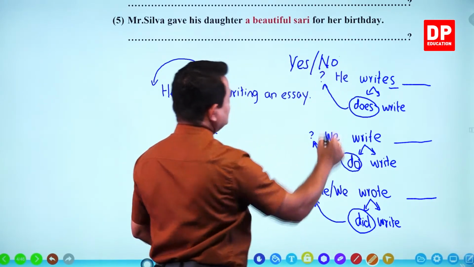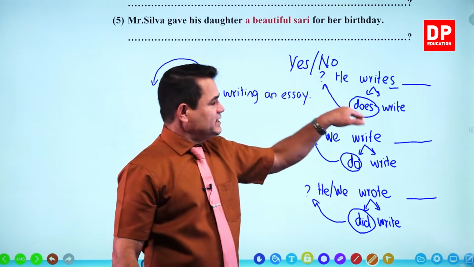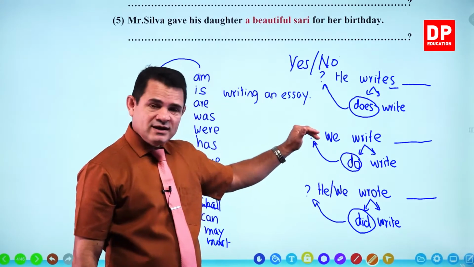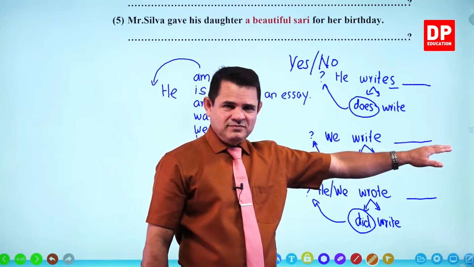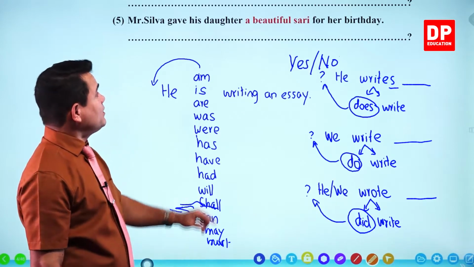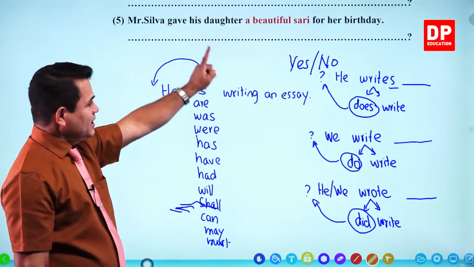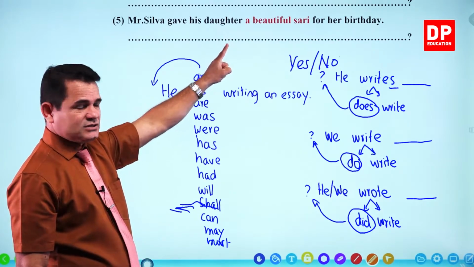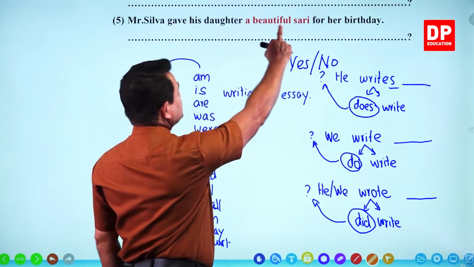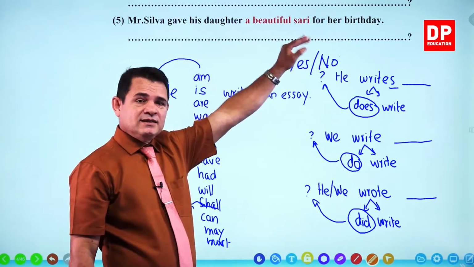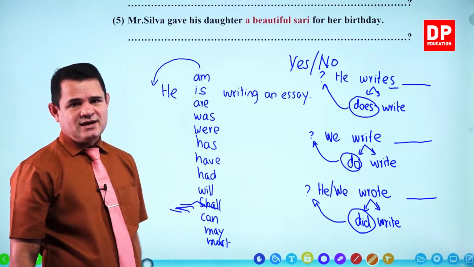The answer is yes or no. Does he write an essay? Yes. Or do we write an essay? No. Yes, no, for any question. But now in this question, we are not looking at yes/no answers. The part shown here in bold print, in a different colour, is the part that should come as the answer.